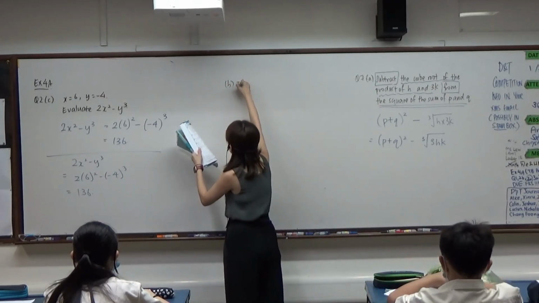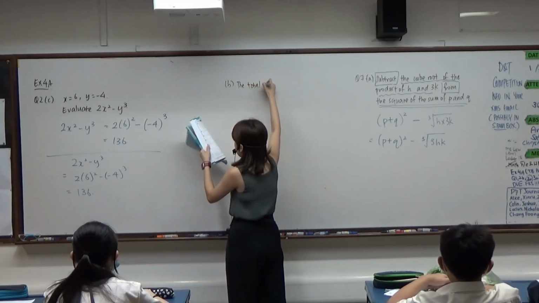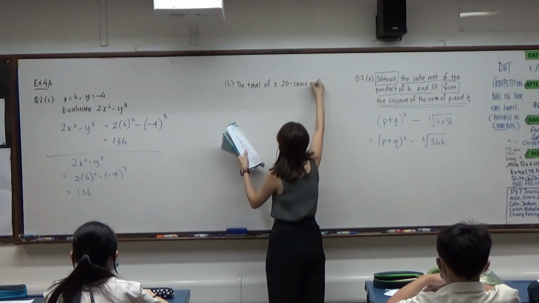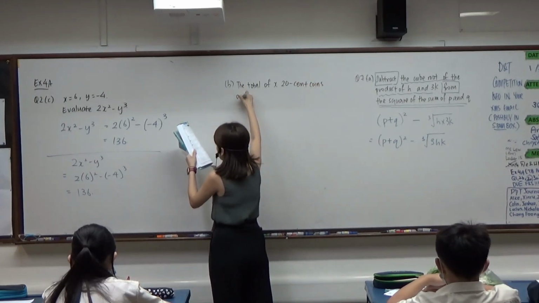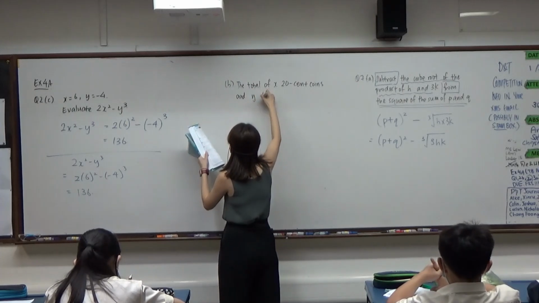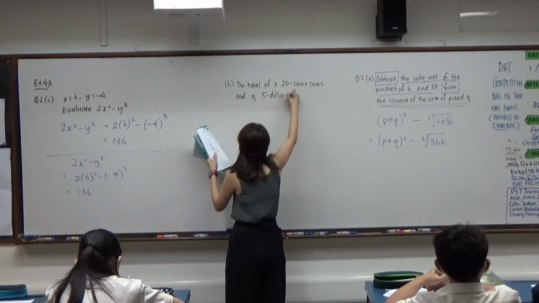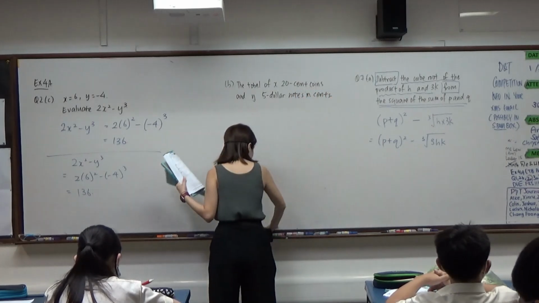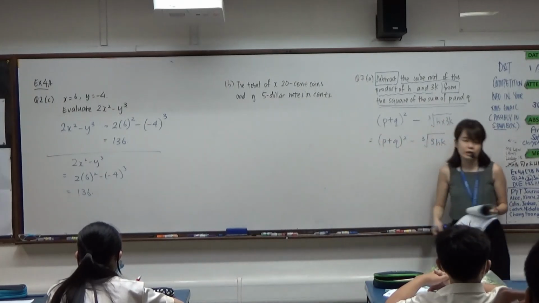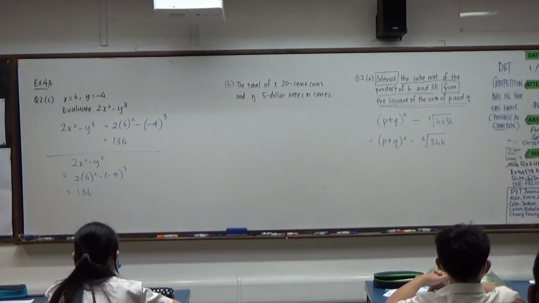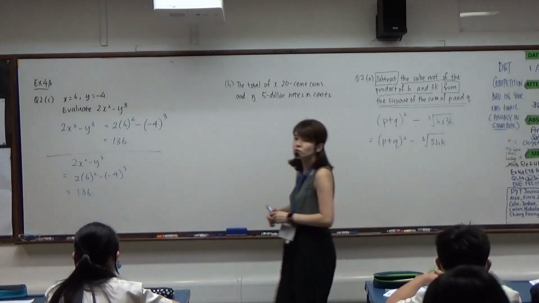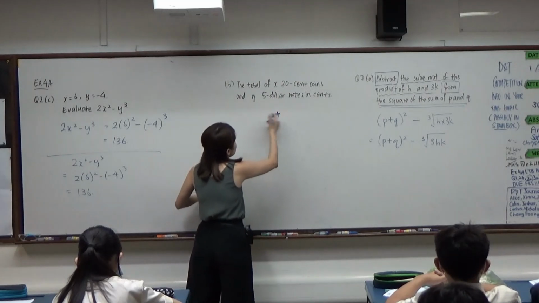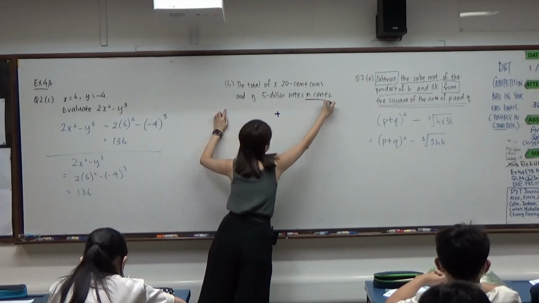7B says the total value of X 20-cent coins and Y $5 notes in cents. Okay, so this question has a little bit of context to it, talking about money. Okay, we want to find the total value. So to find the total value, we will have to be adding things up. Okay, and furthermore, the total value has to be in cents.